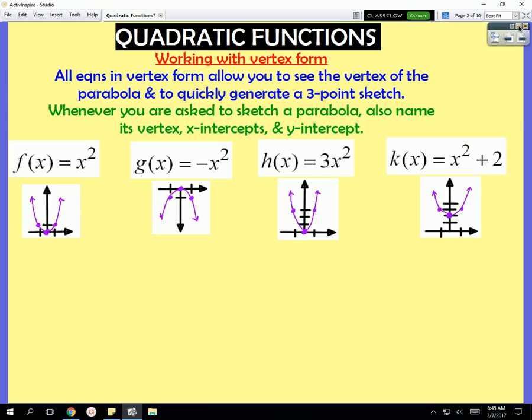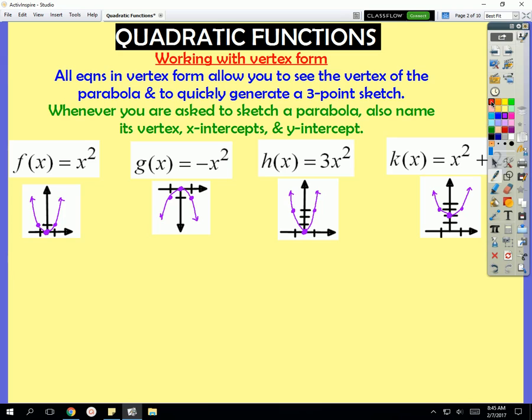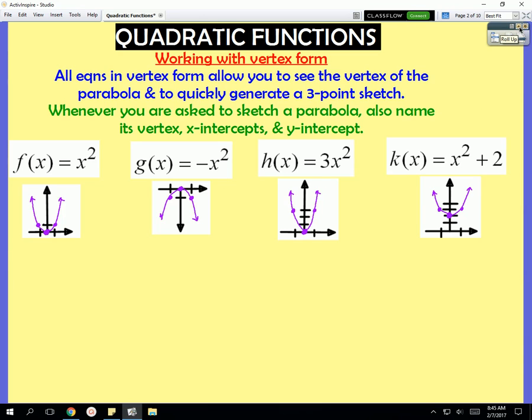Before I switch slides, I'm always going to ask you to name the vertex and the intercepts on each of these. So let's name the vertex. Vertex is really, really easy on all of these. If the parabola is in vertex form, the vertex is just immediate and obvious, which is nice. So the first 3 have a vertex of 0, 0, while k of x, since I shifted it up 2, now has a vertex of 0, 2.